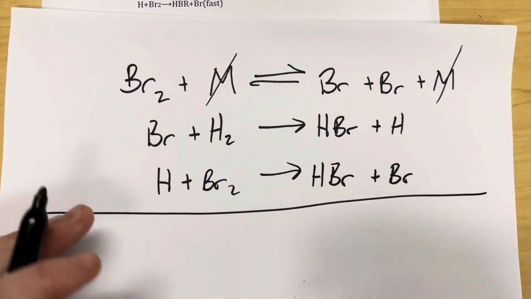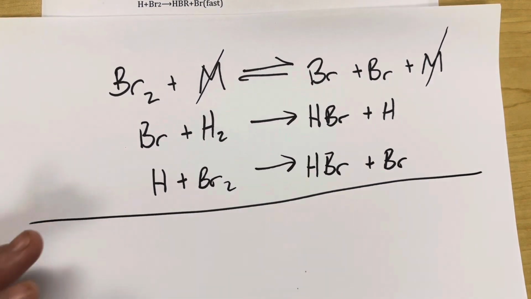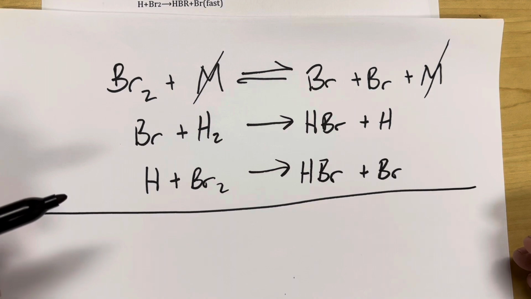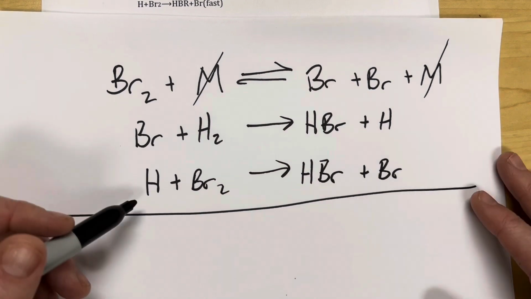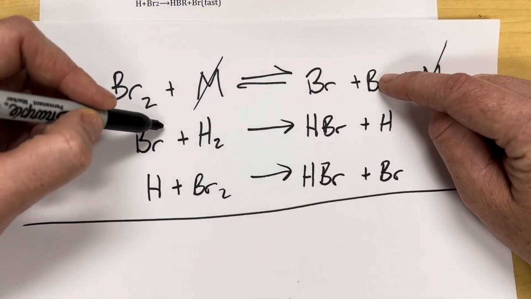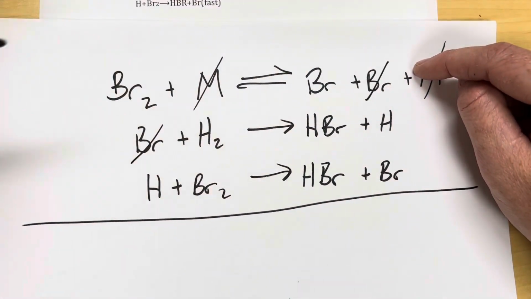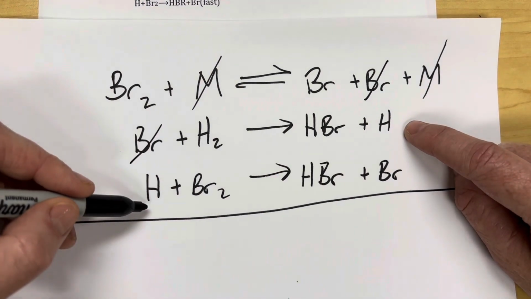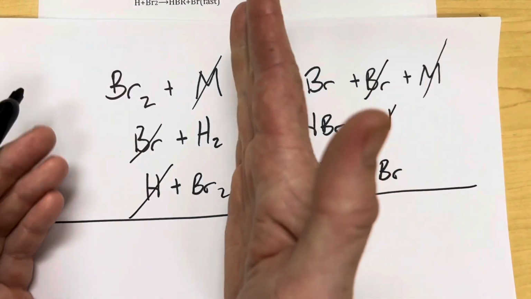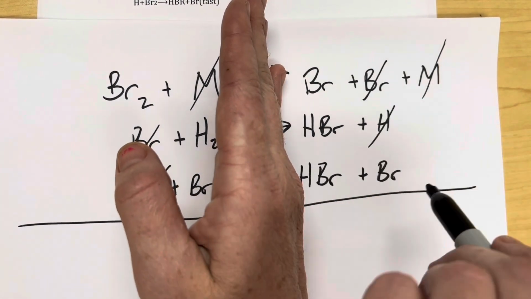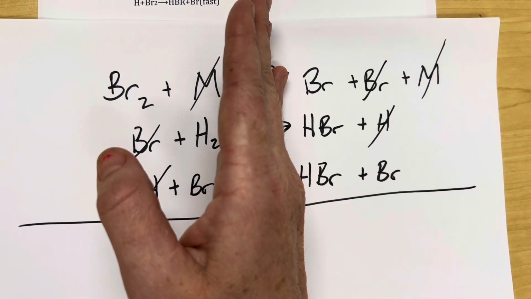All of the elementary steps must add up to get an overall reaction. Anytime you see something that can cancel, you should cancel it. Over here, for example, I see a Br here, I see a Br here, either one of them could cancel. I see an H here and an H here on either side of the reaction. So if you see something on this side of the reaction that equals something on that side of the reaction, they are going to cancel.